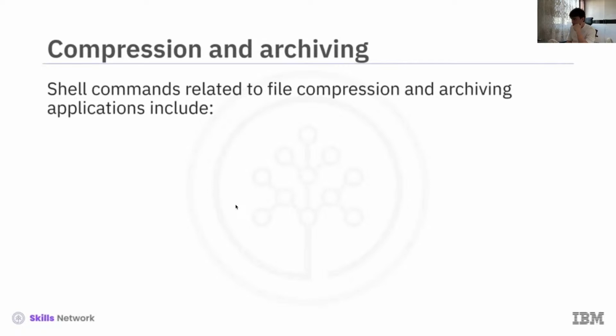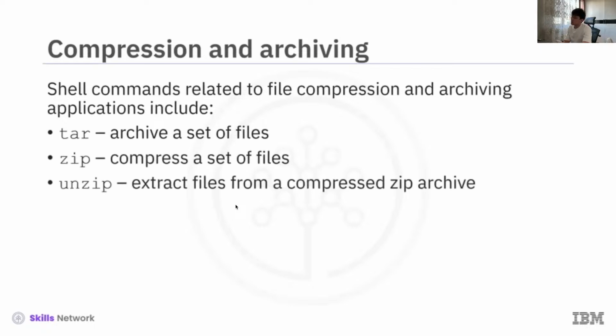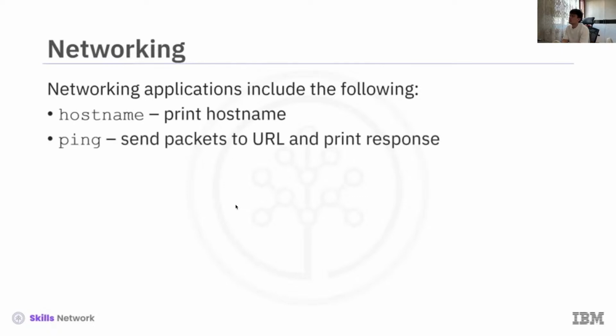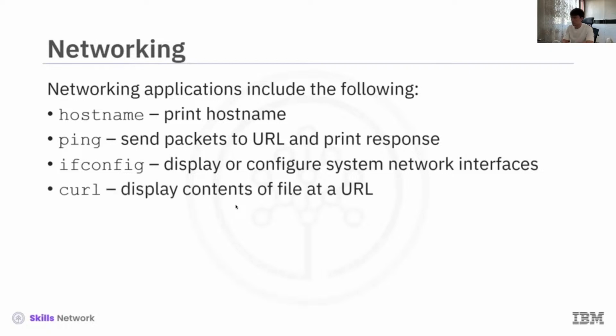Shell commands related to file compression and archiving applications include tar, which is used to archive a set of files, zip, which compresses a set of files, and unzip, which extracts files from a compressed or zipped archive. Networking applications include the following. hostname prints the hostname. ping sends packets to a URL and prints the response. ifconfig displays or configures network interfaces on the system. curl displays the contents of a file located at a URL. And the wget command can be used to download a file from a URL.